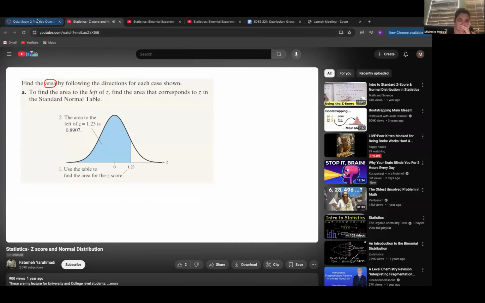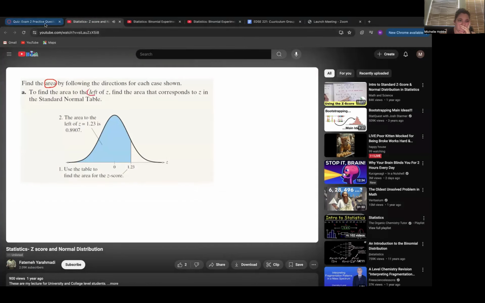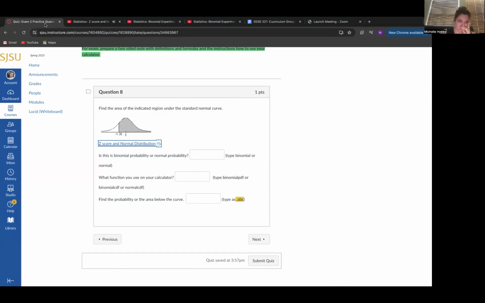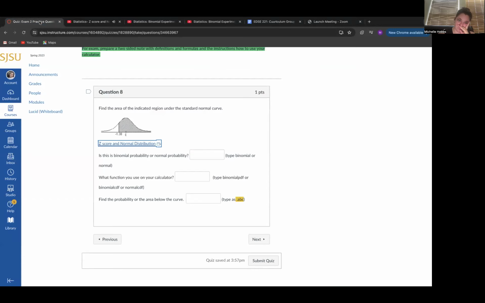You have three different scenarios. The first scenario is find the area to the left side of x or to the left side of z. In this case, z is given to you as 1.23. The area to the left is going to be this shaded area on the left-hand side. So let me use my calculator and show you how to deal with this probability and area. Let me share the screen so you can see the calculator.